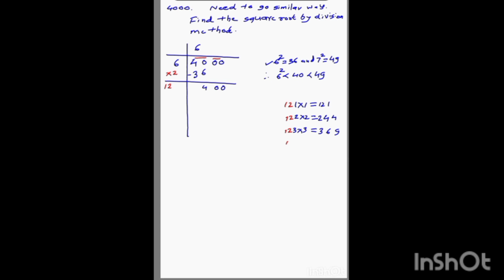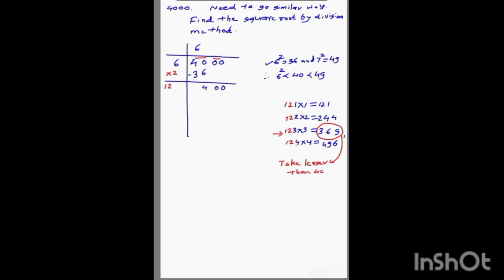124 into 4. See, that is how you have to go in this method. It's called the successive division method. So you are getting 496. We are comparing with 400. So we are taking 369. See this number, I have marked it by a red arrow. Why are we taking that? Because that is lesser than 400 and the next number is 496. That is why we are taking 369.